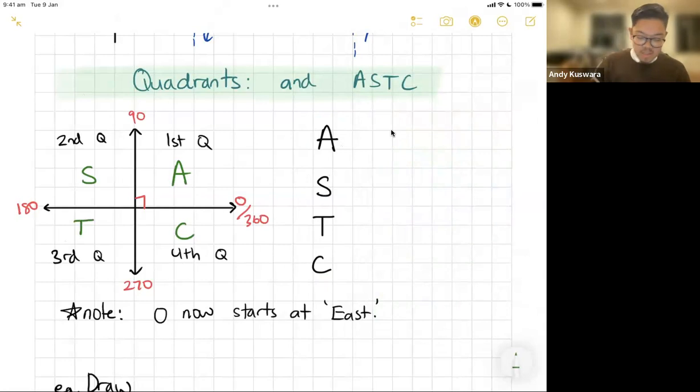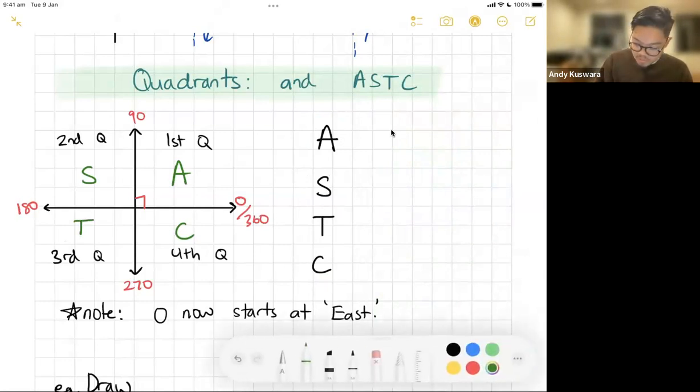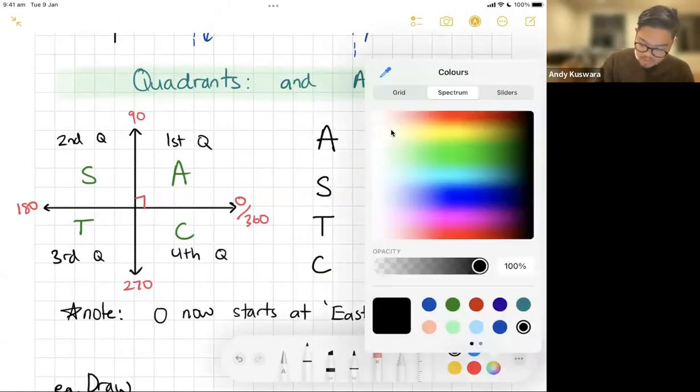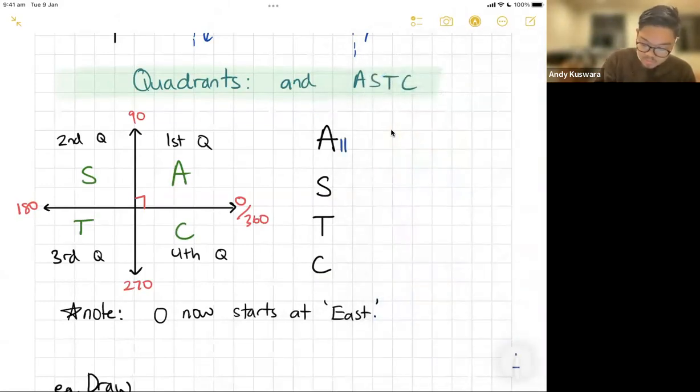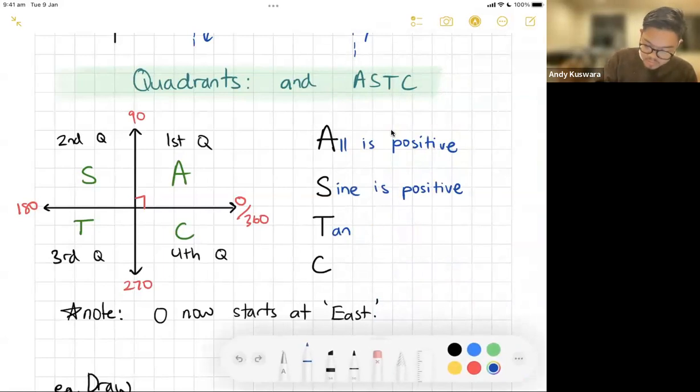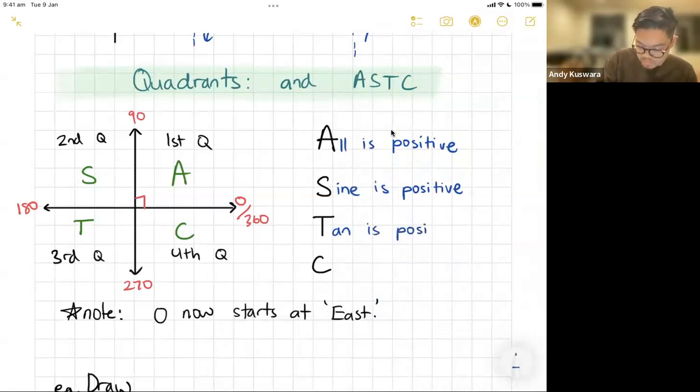Now, what does it all mean? Other than all stations to central, I want you to think of it as telling you what's positive. For A, it'll tell you that all are positive. For S, we'll say that only sine is positive. For T, it's going to be tangent, or I'll just write tan is positive. And then for C, only cosine is positive.